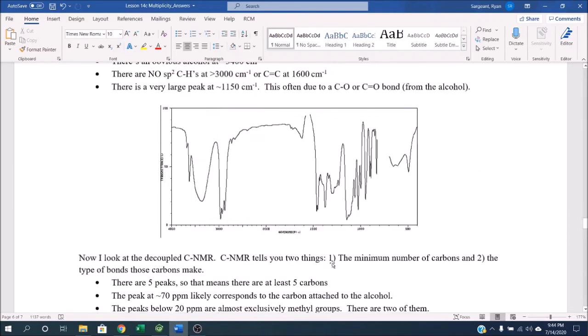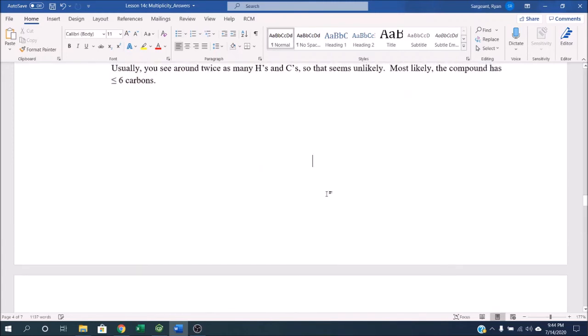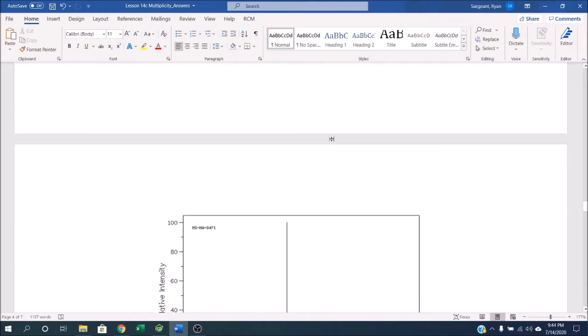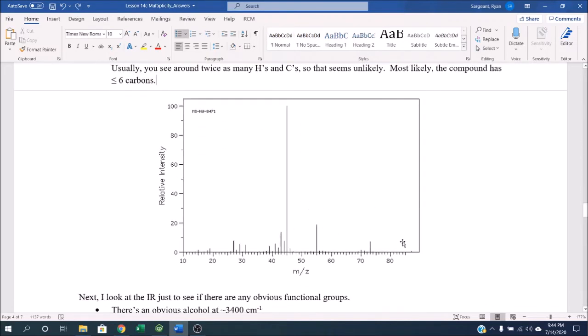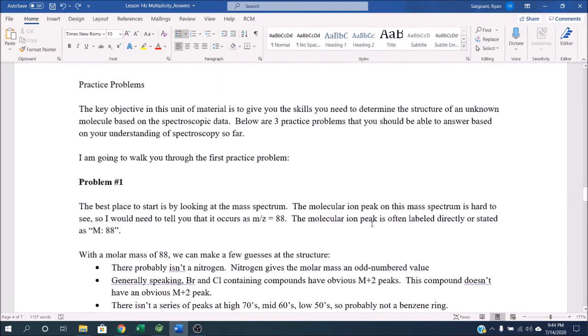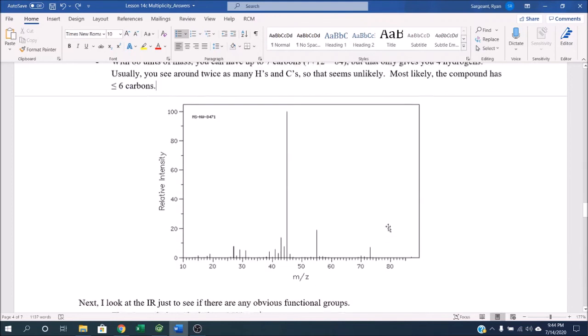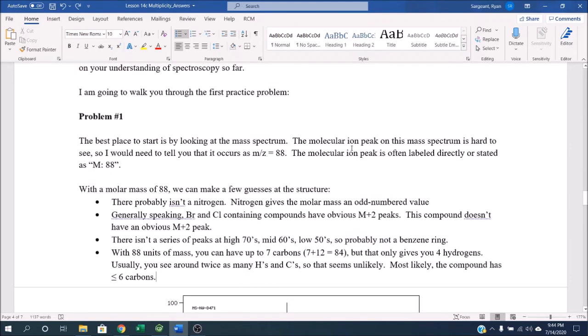So I've walked you through the first one with quite a bit of discussion. So let's go in the order that I typically approach these, and the first thing I'll look at is the mass spec. So here's the mass spec for the compound. For problem number 1, the best place to start is looking at the mass spectrum. This molecular ion is really hard to see, and that's why I was looking for a label, and that's why I went back up and read it.